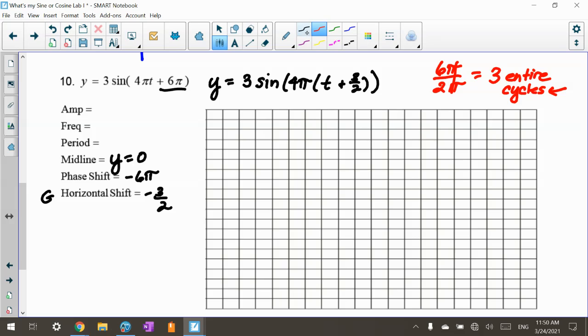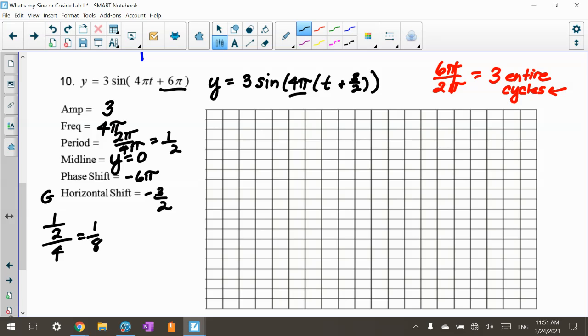Okay, let's do what we always do. Let's do our amplitude. Our amplitude is 3. My frequency now is 4 pi, which it was before anyway. The period is 2 pi over 4 pi or 1/2. So that's the period. A whole entire look at this graph is 1/2. So I have to figure out how I'm going to graph this. I take the 1/2, divide it by my 4 quadrants, and I get 1/8.